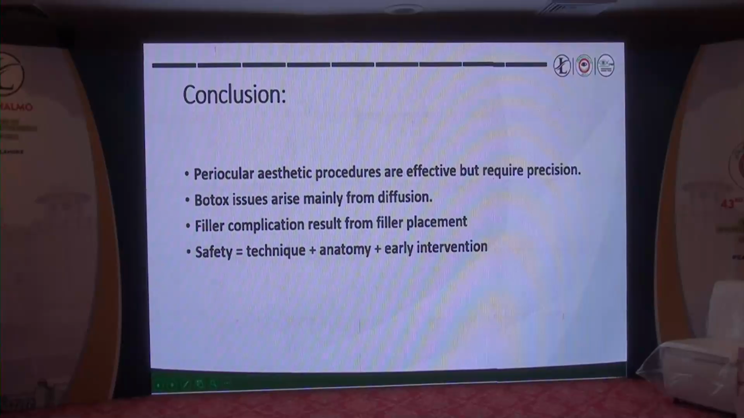So both botulinum toxin and filler carry predictable patterns of adverse outcomes, both of which are preventable. And simple techniques like using a cannula instead of a needle in high-risk areas, using finer needles, and using smaller doses can prevent all of these complications.